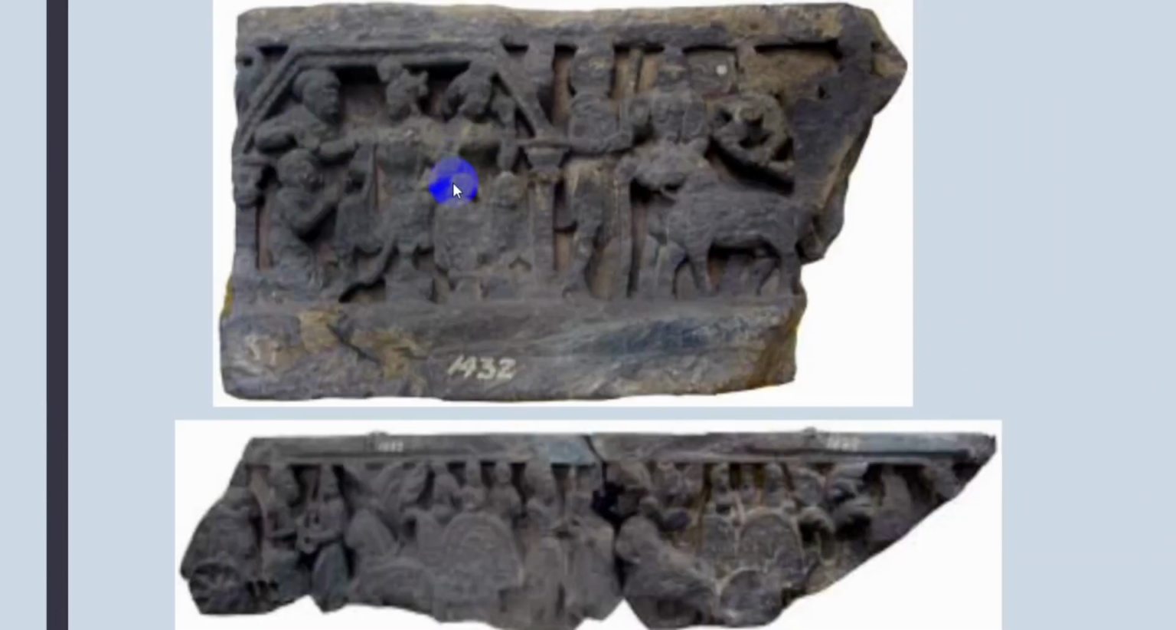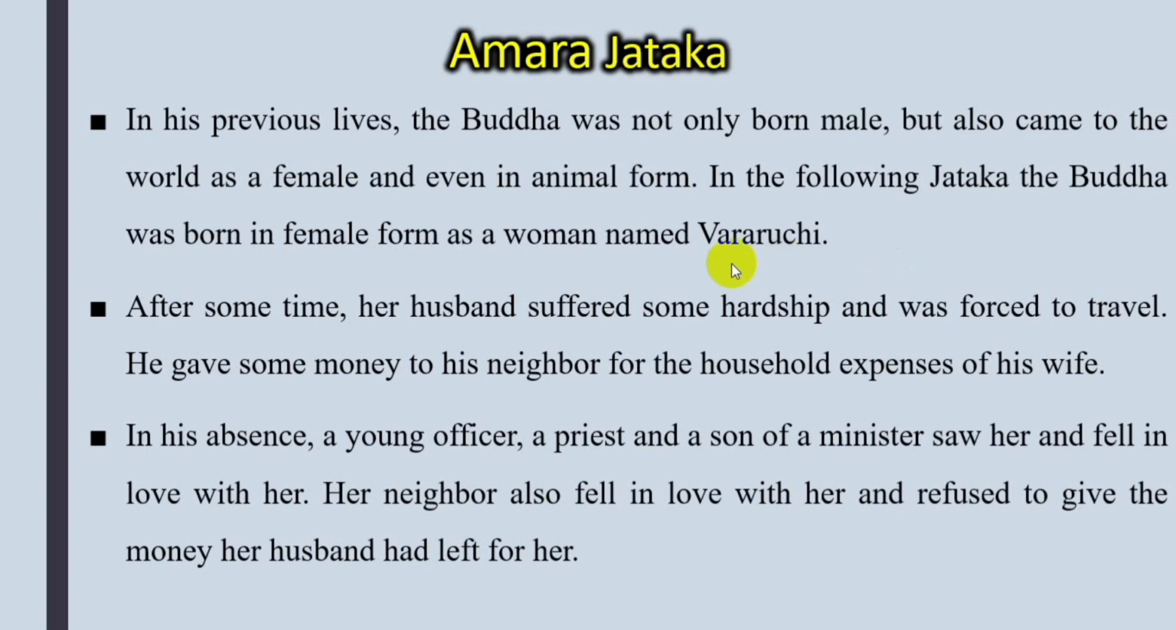These are two more panels that show the story of Vishwantara Jataka, and they are now in the Peshawar Museum. It is followed by the Amara Jataka story. In his previous lives or births, the Buddha was not only born in male or animal form, but also as a female and even in other forms as well. In the following Jataka, the Buddha was born in female form as a woman named Vararuchi.